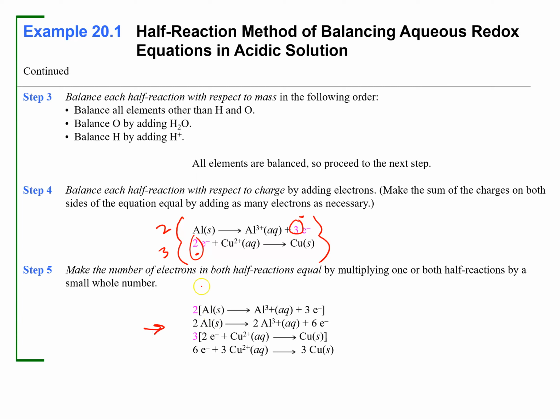And you have to multiply everything by 2. So 2 aluminums, 2 aluminum 3+ cations, and 6 electrons. And that's what we're seeing here, 2, 2, and 6.